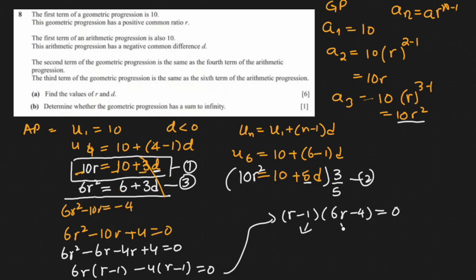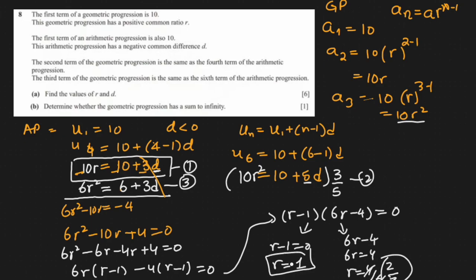The multiplication of two factors is 0, that means one of them is 0, we don't know which one. This gives us r equal to 1. This gives us 6r equal to 4, r equal to 4 over 6 or 2 over 3. But only one of them could be correct, and that will be this one. Why not 1 can be an answer? If r is 1, that means every term is same. If 6 is the first term, 6 multiplied by 1, 6 multiplied by 1, 6. So there's no pattern. So 1 cannot be an r, 2/3 is the r.